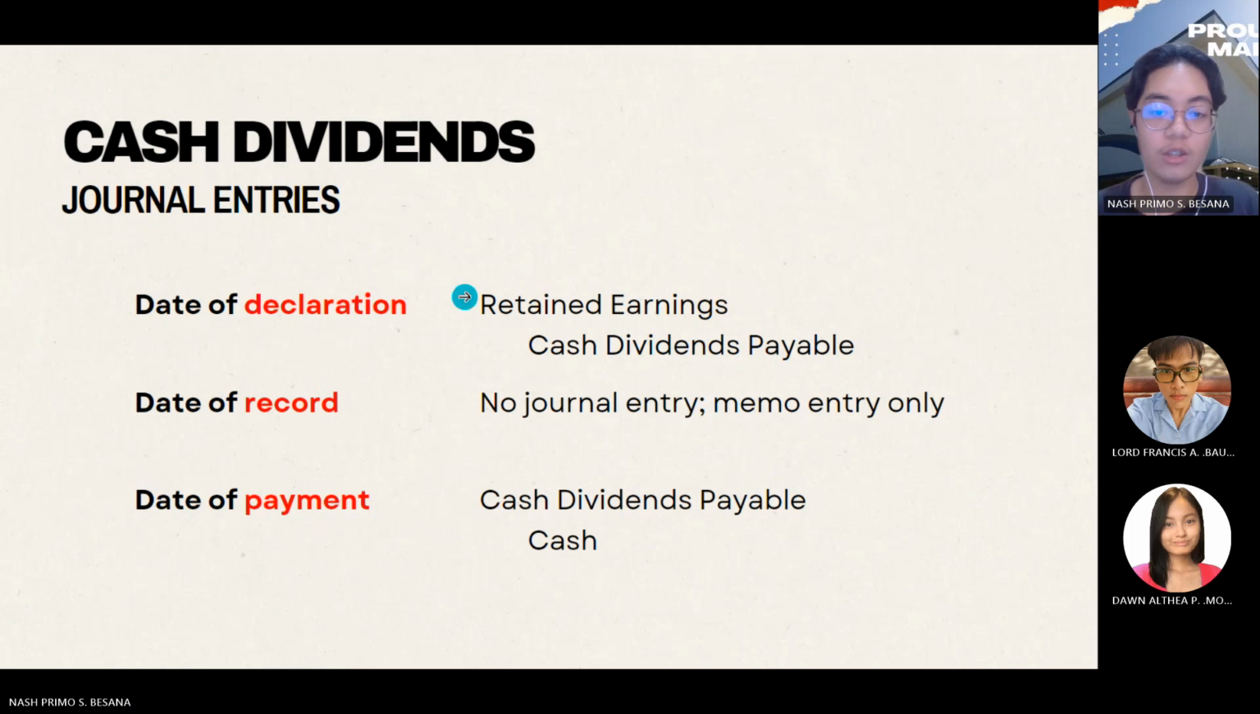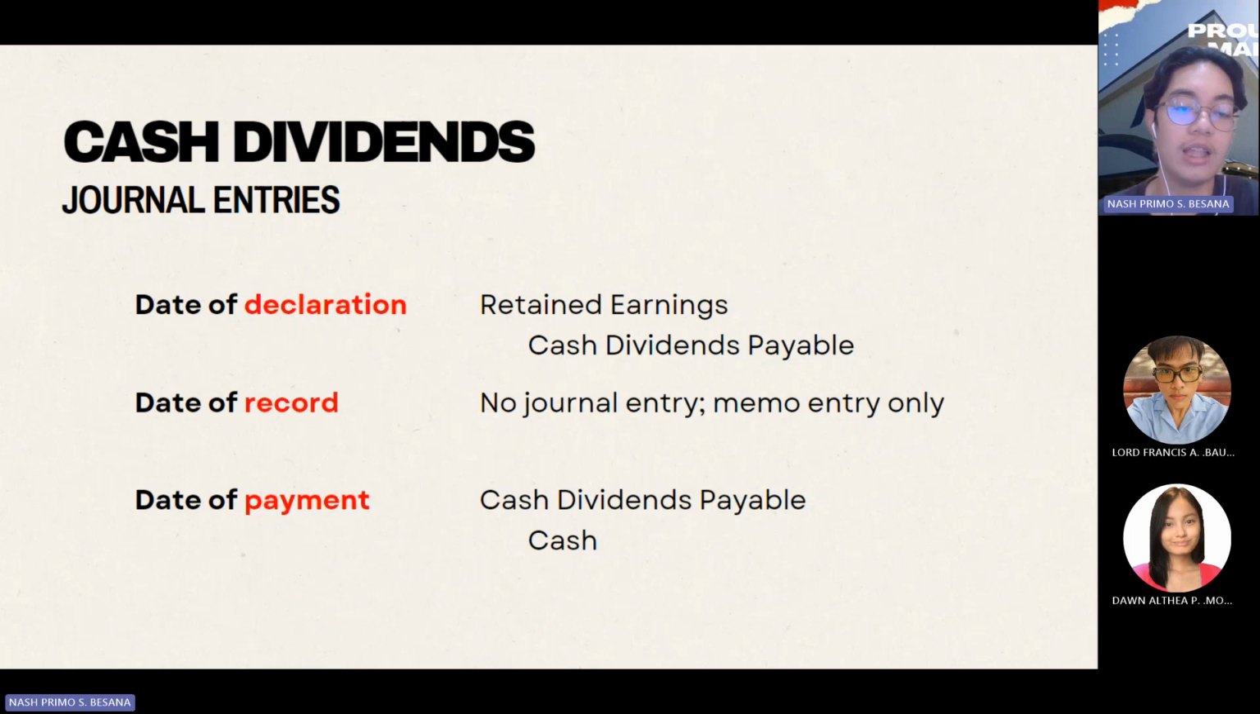So yun, yung journal entries niya, kapag date of declaration, we would recognize a liability. And kukuha tayo ng resources from retained earnings. So debit retained earnings and then credit cash dividends payable. For date of record, again, naggawa lang naman ng listahan. So walang journal entry. You can have a memorandum entry na created stock register list for 10,000 shareholders.